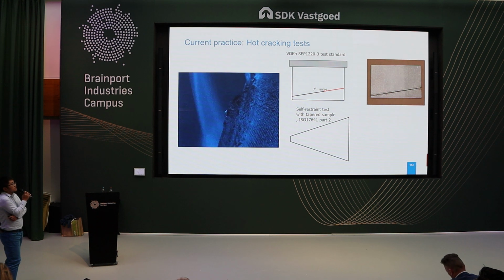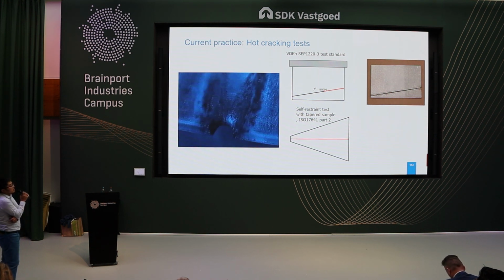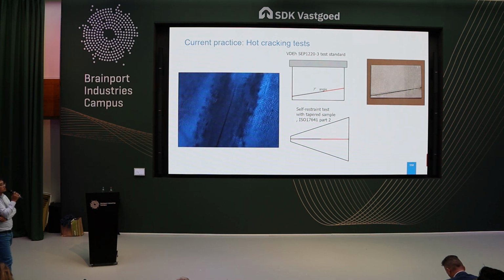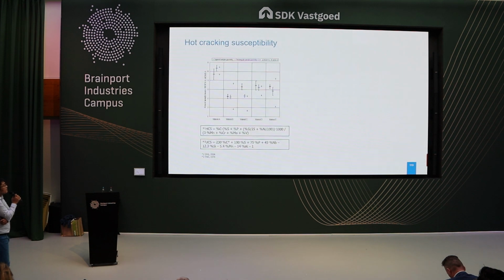This is a sample. There is another test called the self-restraint test with a taper shape. In this sample we don't need external clamping. We just make a centerline weld, and then we measure the crack length. This is the sample. Currently, there are two indexes used in R&D Tata Steel to rank or calculate the hot cracking susceptibility of a material, and then we can choose the welding parameters from the weld table accordingly.